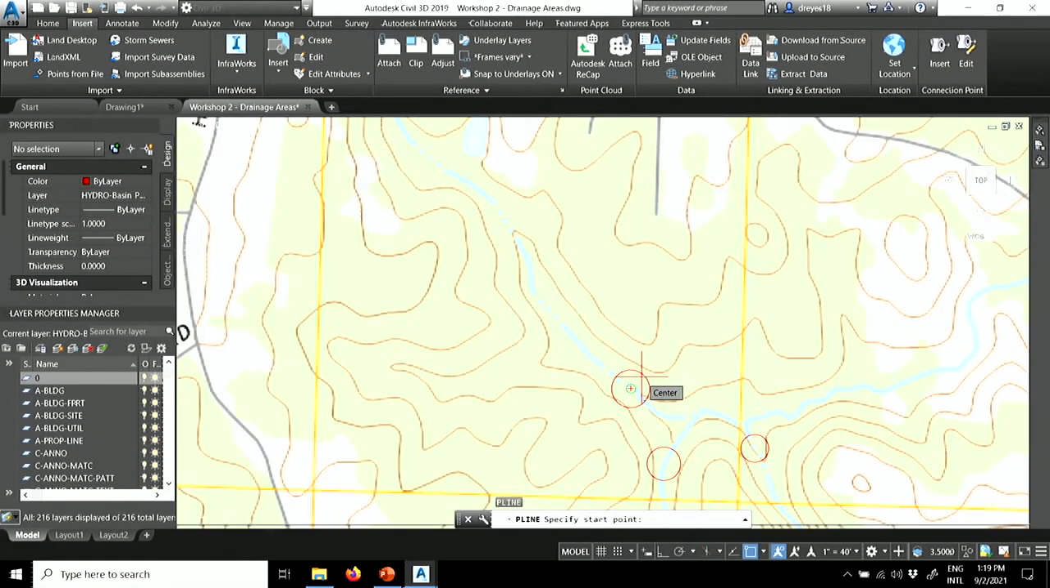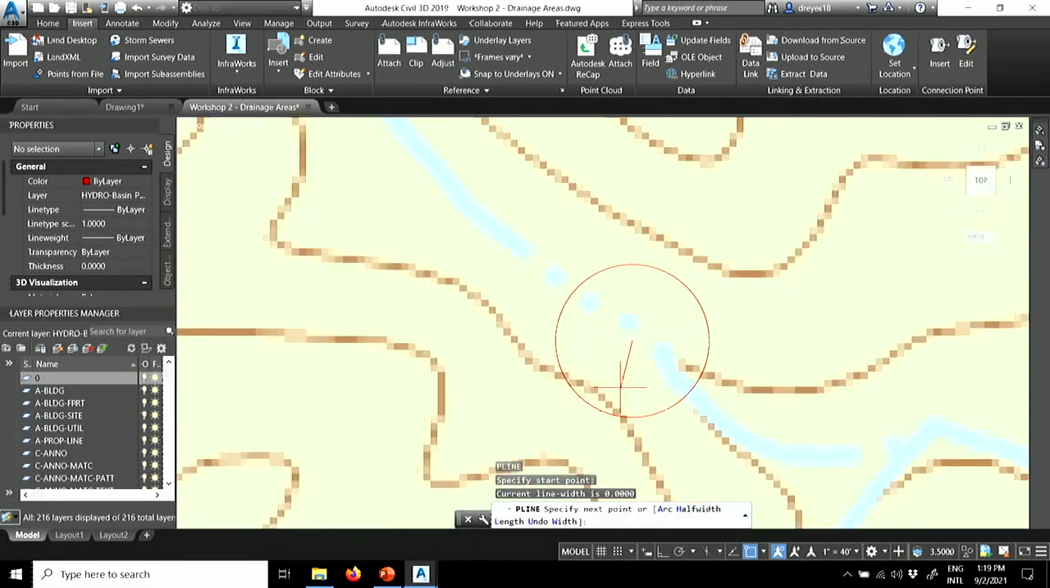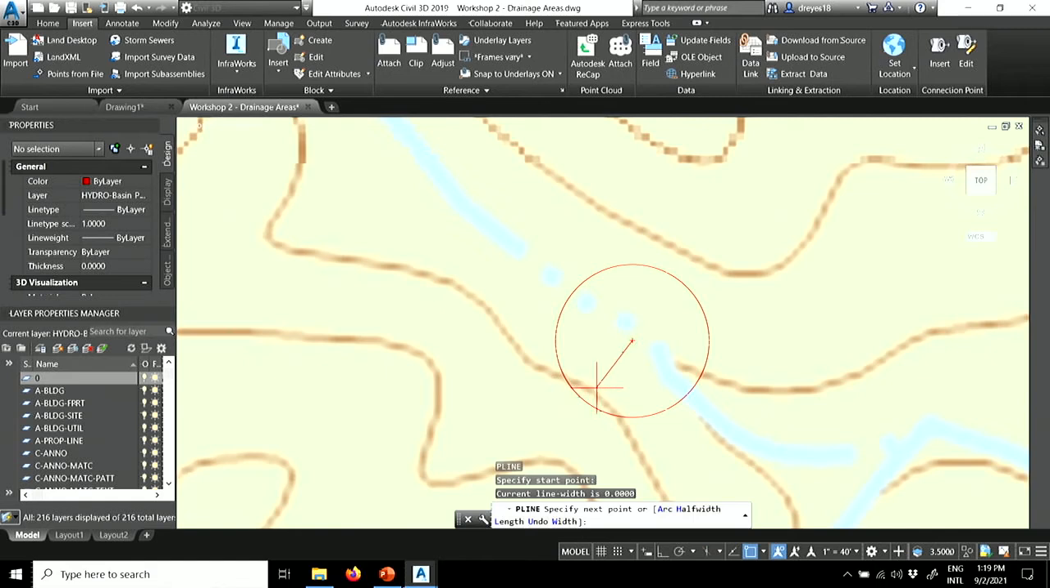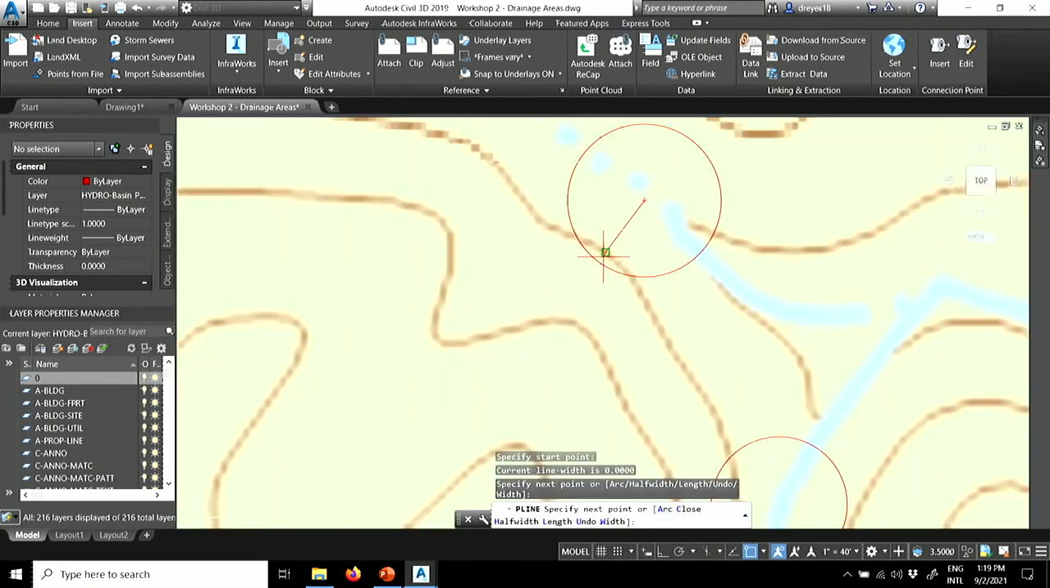I'm going to start by drawing a polyline. I'm going to start here at my outfall point, and I can go either direction. It doesn't really matter. I'm going to go to the nearest contour, which is this one. You don't have to do every single contour, by the way. I'm just showing you, okay? From here, in which direction do you think I would go to my next highest contour? Like west. You can tell me when to stop.